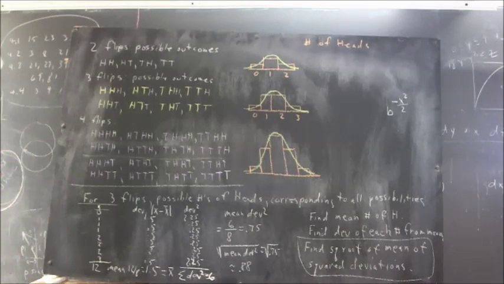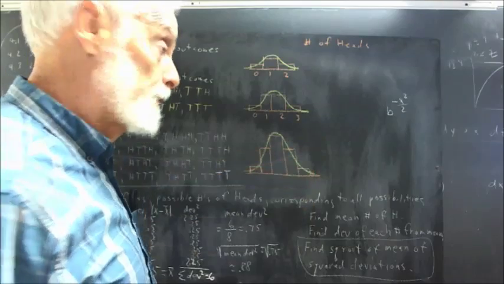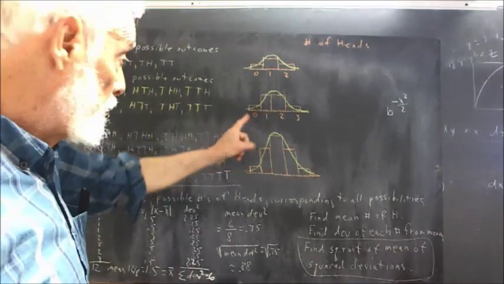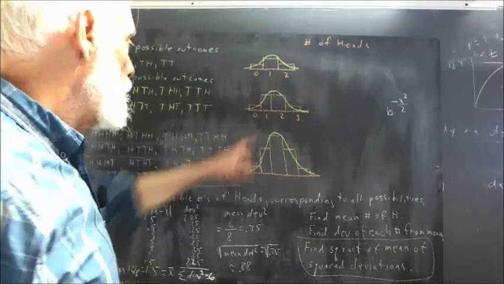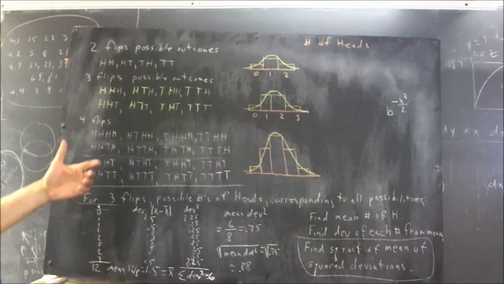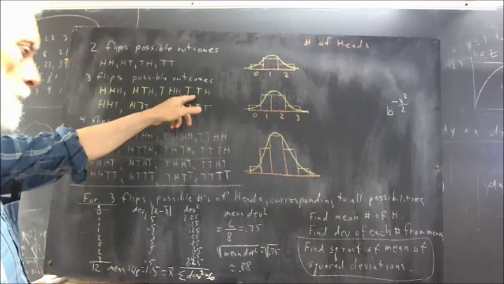Now we go to 3 flips and we can do the same thing. We could get 0, 1, 2, or 3 heads. If you count them up, you see that there's still just one way to get 0 heads. Now there are 3 ways to get one head. Exactly one head occurs here, here, or here.